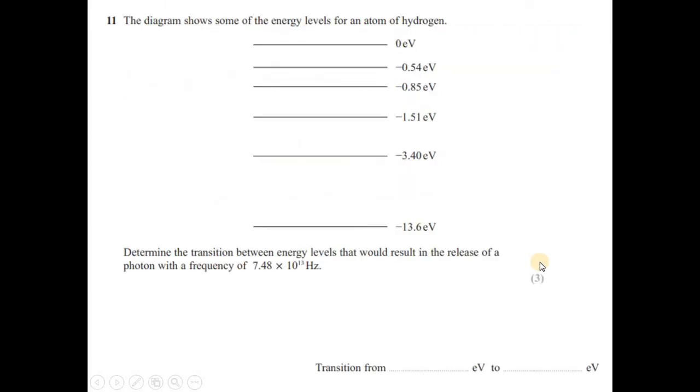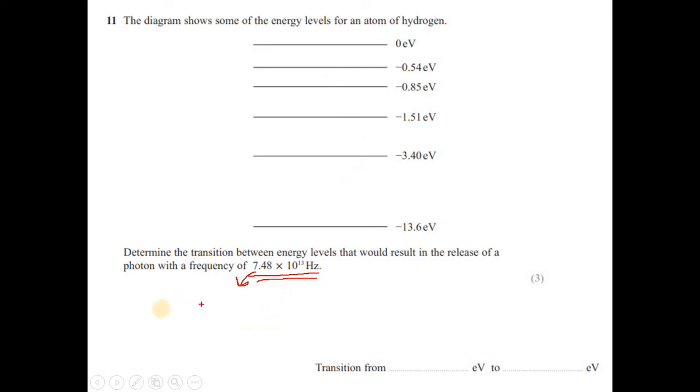Question number 11. The diagram shows some of the energy levels from an atom of hydrogen. Determine the transition between energy levels that would result in the release of a photon with the frequency given. So we need to find which transition between any of these two levels gives us a photon of that frequency. The easiest way is, first we figure out the energy associated with this photon, and then we can figure out which energy difference of the two levels gives us that amount of energy.